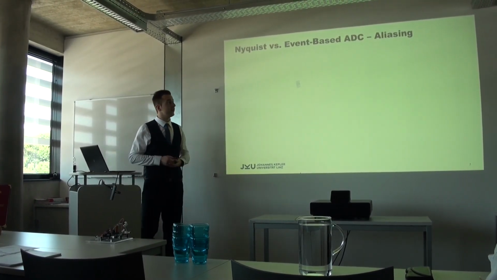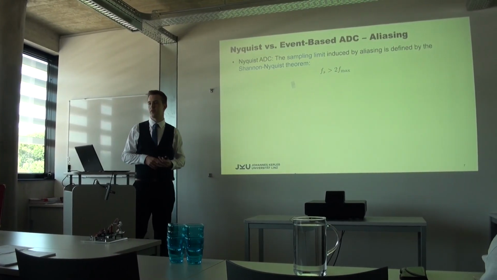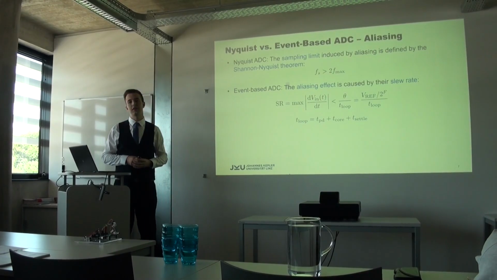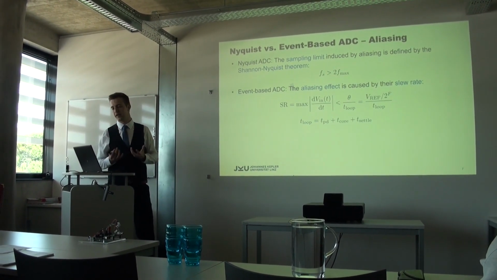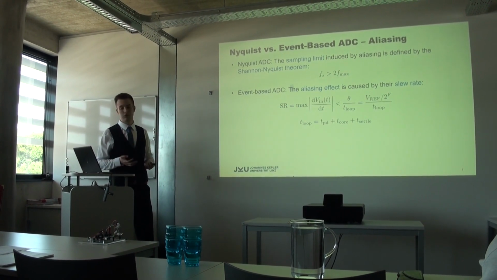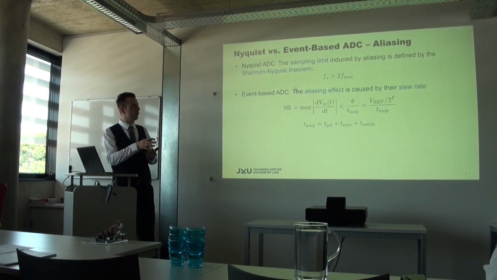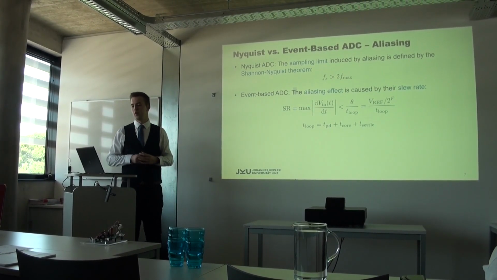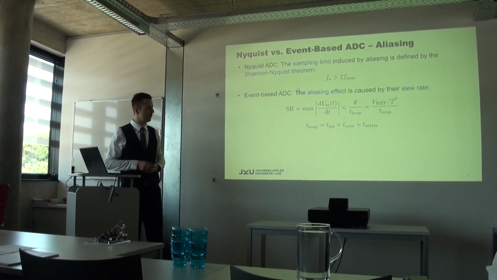So we also have aliasing here. For a Nyquist ADC, we have the well-known Shannon limit. For event-based ADCs, on the other hand, we have something called an aliasing effect, and this is what we can compare with a slew rate. For example, when the input slope is higher than the maximum slew rate of the event-based ADC, we cannot follow the thresholds and hence cannot sample the signal anymore.